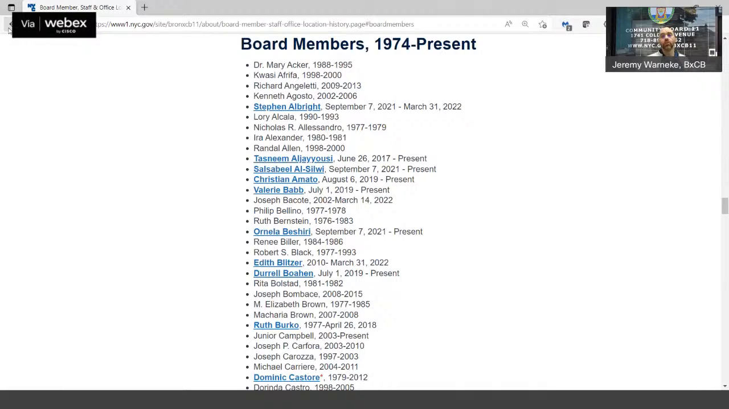It's on this history page from 1974 to present. Community boards have been in existence since, I think, starting in Manhattan in the 60s. I don't think they were formalized in the city charter until maybe 1975. Our first district manager, Tom Brown, was hired in 1977. But there's a history here that I want people to understand, value, and respect.